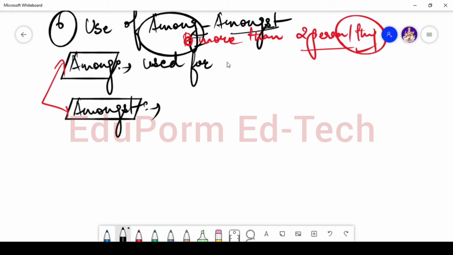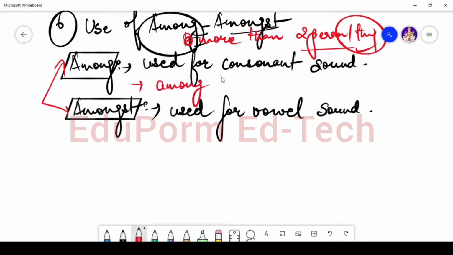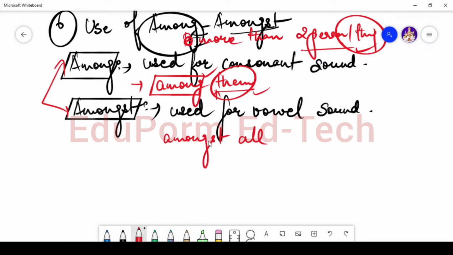Among is used for consonant sound. Okay? And amongst is used for vowel sound. Let's see, for example, if I have to say among them, it starts with a consonant sound, so in this case I will say among them. But if I have to say amongst all, in that case I am going to make use of amongst.